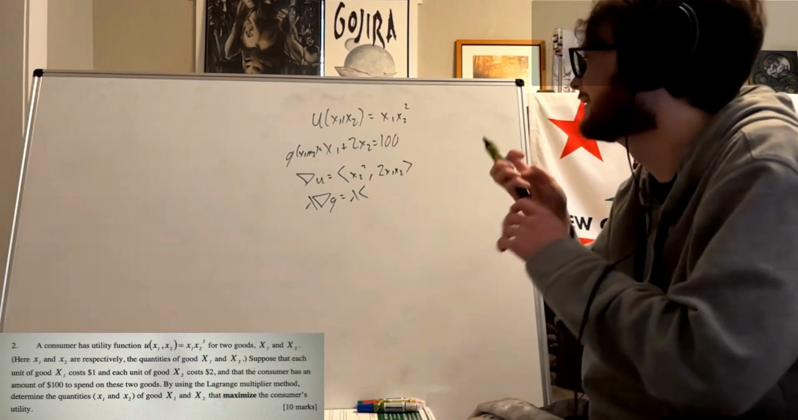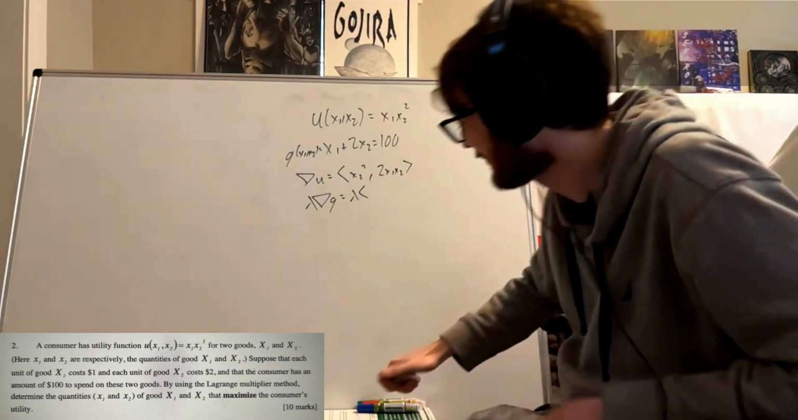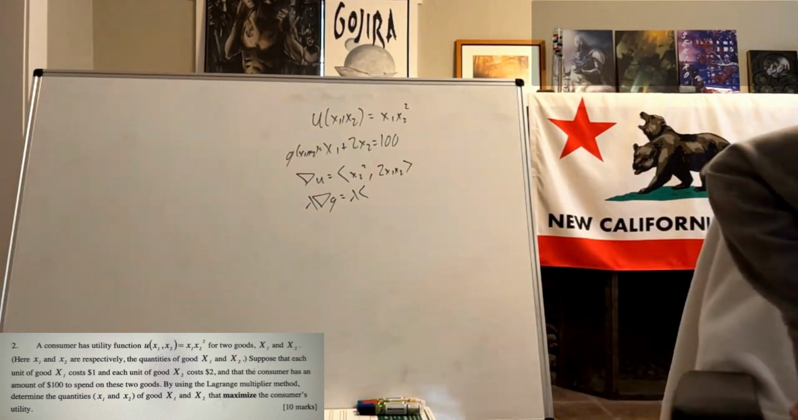Wait, that doesn't feel right. How do we take the gradient of that when it's equal to a constant?